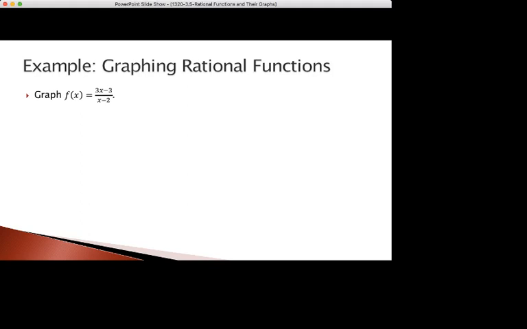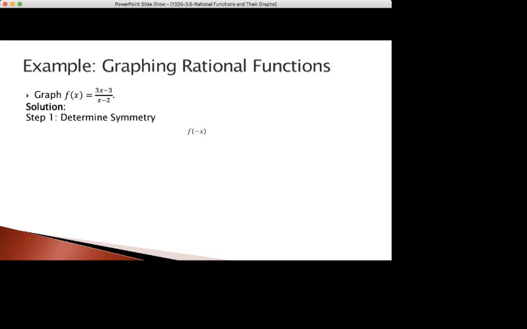So let's consider this function. f of x is equal to (3x minus 3) over (x minus 2). Let's use the strategy that we've gone over and graph the thing. Step 1, determine the symmetry, if it has any.